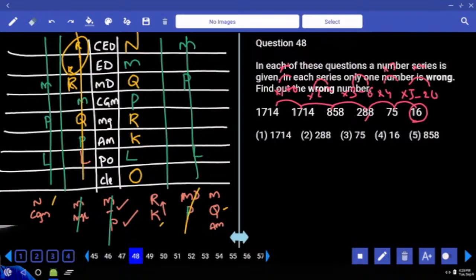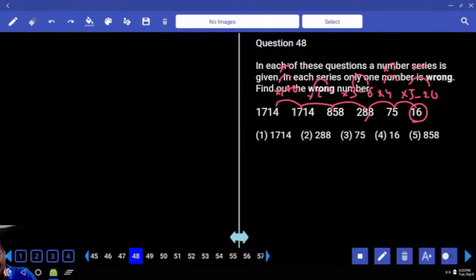Clear? What is the wrong number we have? 16. What is the correct number? 19, no? 19 into 5, how much? 95. Minus 20, 75. The correct number is 19. The wrong number is 16. Choice 4. That was 48. Then coming to 49.